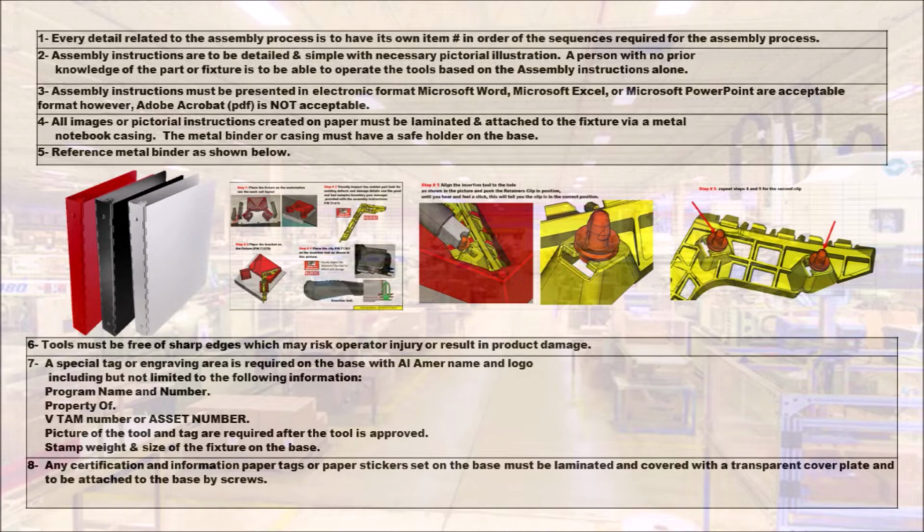6. Tools must be free of sharp edges which may risk operator injury or result in product damage. 7. A special tag or engraving area is required on the base with Amer name and logo, including but not limited to the following information: program name and number, property of, VTAM number or asset number. Picture of the tool and tag are required after the tool is approved. Stamp weight and size of the fixture on the base.